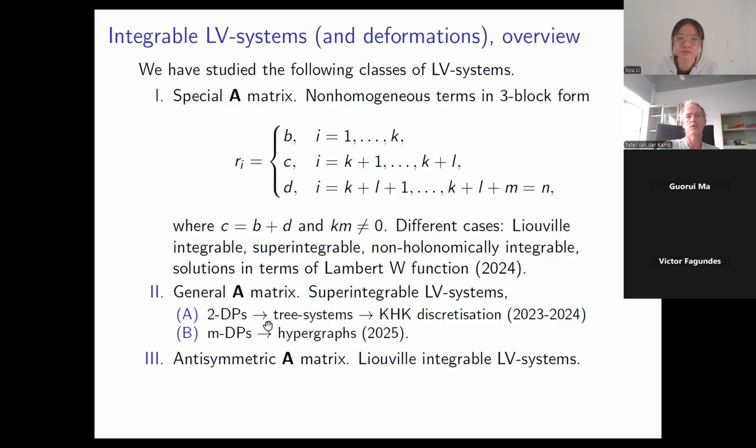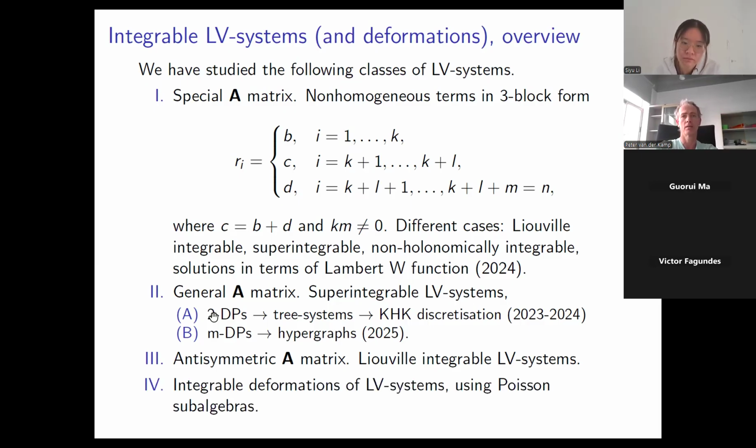In the third part, we will just start with not the general matrix, but an antisymmetric matrix. And if that's the case, then the Lotka-Volterra system is automatically a Hamiltonian system. And then we want to find integrals that commute with each other. So we don't need as many integrals, but we want them to commute. So we get different conditions on the matrix A in that case.